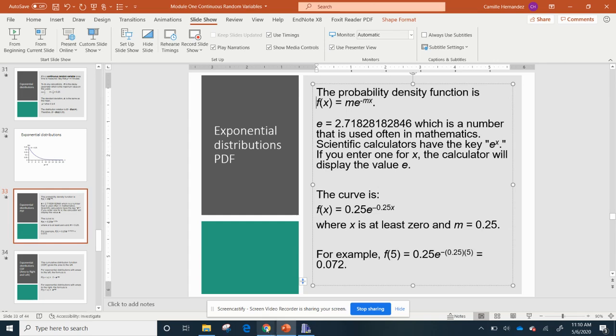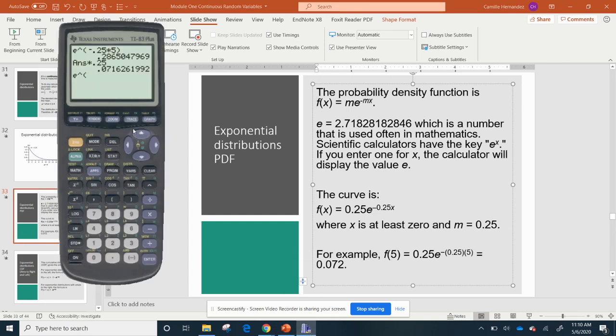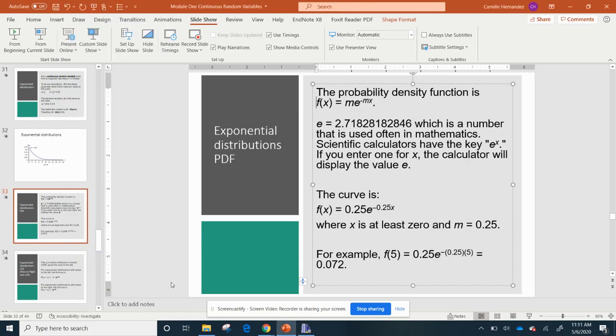which gives me 0.072. I put it in my calculator so you can see it. I'm going to do it in steps. I did the e part first, the negative 0.25 times 5, and I got that number. And then I multiplied it by the 0.25 to get the correct answer. Do it in steps. If you do it as one thing, you're probably going to get the wrong answer. So again, I do the e part first, and then I multiply it by the m. It just made it easier for me to solve it.